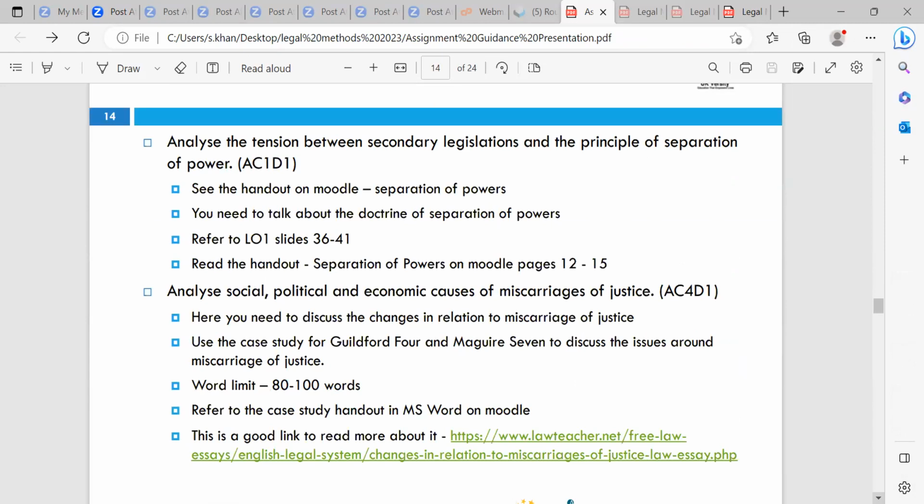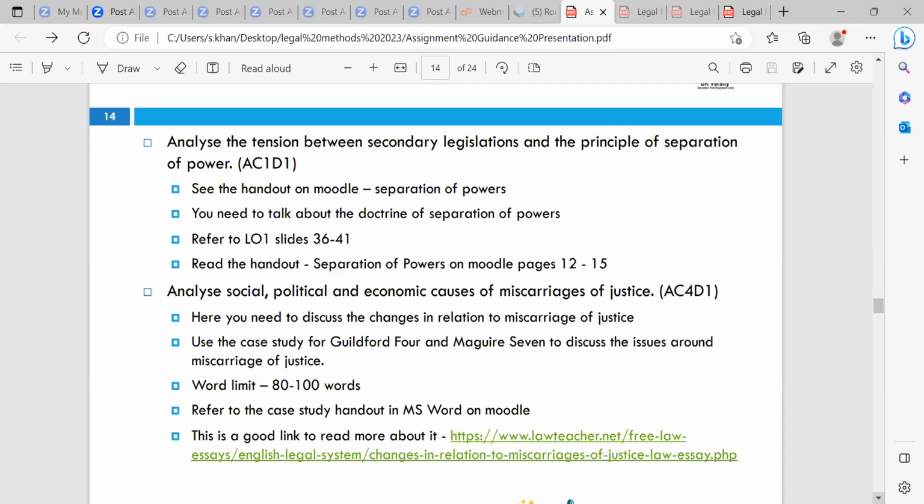For a distinction, you need to analyze the tension between secondary legislation and the principle of separation of powers. That's ACD1. You need to see the handout on Moodle, separation of powers. You need to talk about the doctrine of separation of powers. So you need to go on to Moodle to look at the sources. Okay.